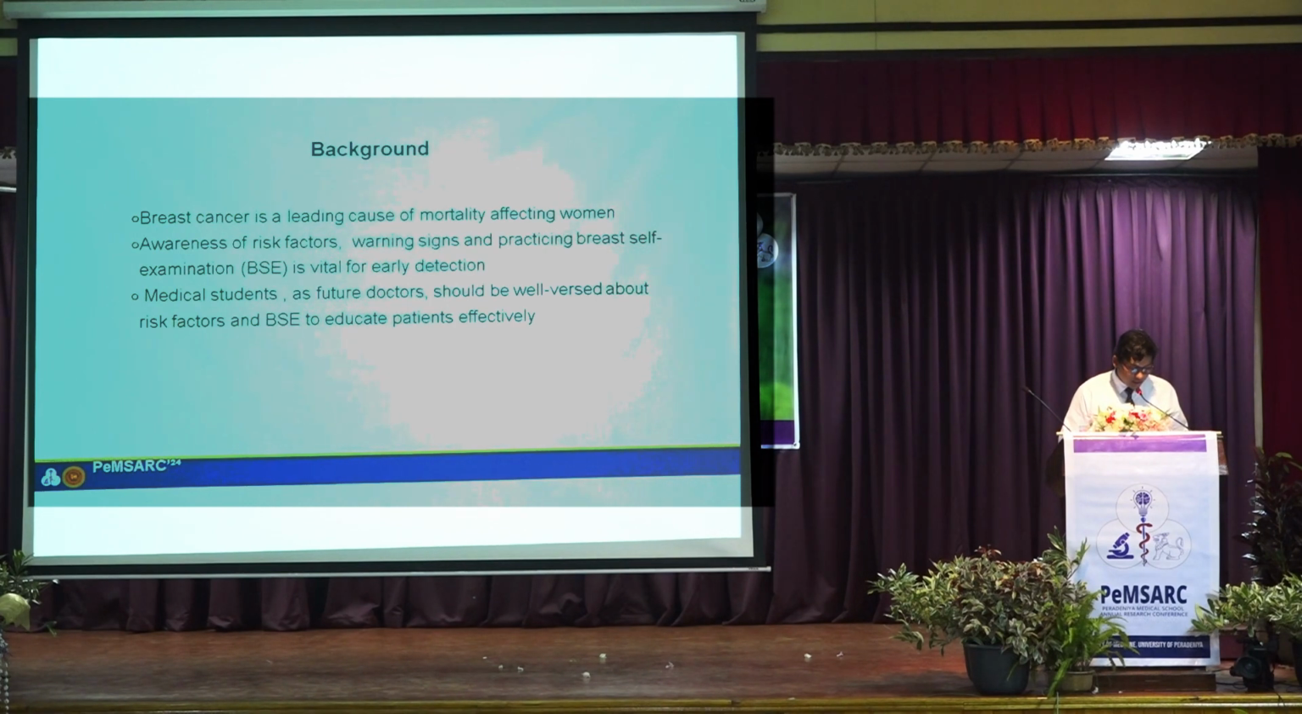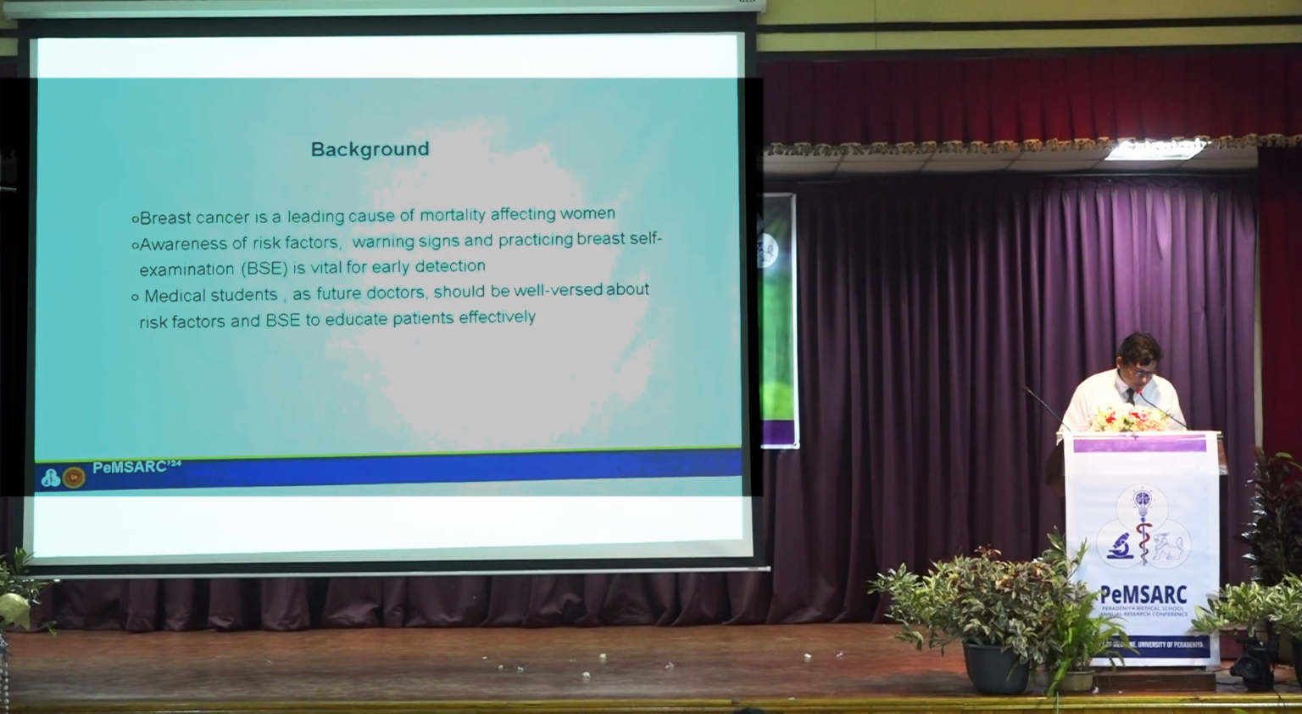As members of the healthcare community, we are well aware of cancer and its morbidity and mortality burden on the population. Breast cancer, being a very common entity among women, both in Sri Lanka and worldwide, is a major topic of interest. Awareness of risk factors, warning signs, and practicing breast self-examination, BSE, is vital for early detection. Medical students, as future doctors, should be well versed about risk factors and BSE to educate patients effectively, because prevention, treatment, and patient care will be in their hands in the near future.